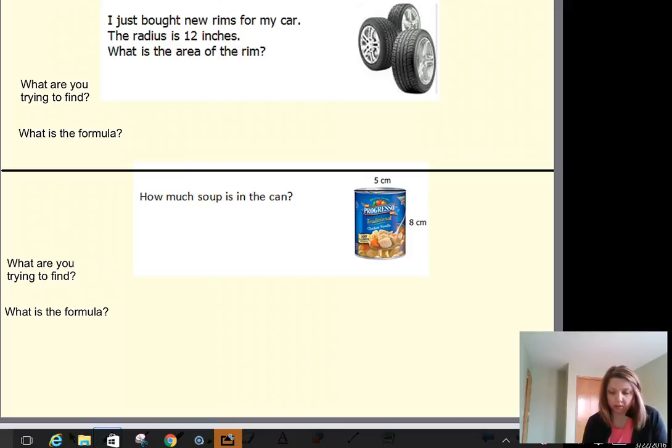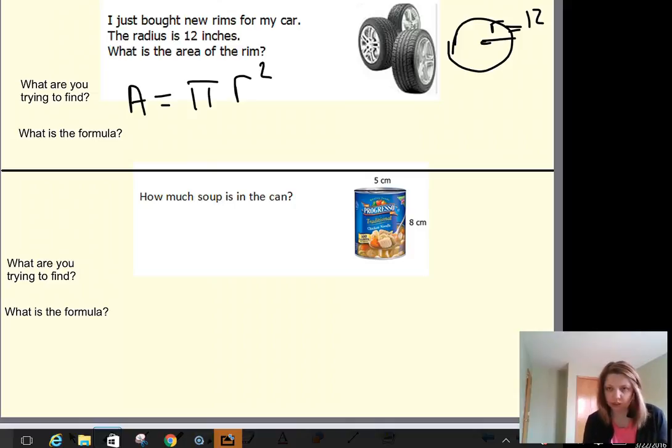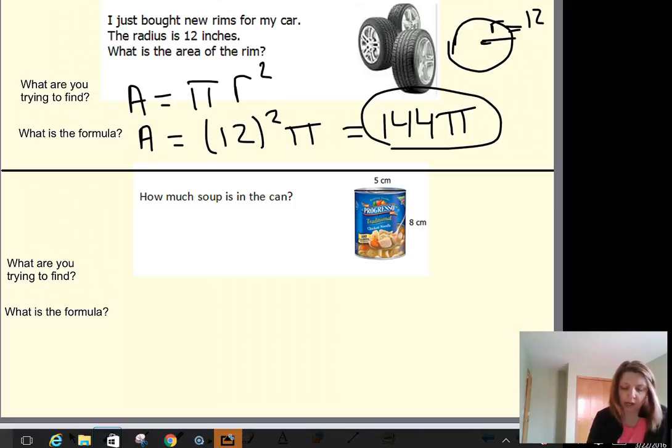So the area of the rim will be, if you have only one circle and it says that the radius is equal to 12 inches, pretty much the area formula for this will be pi times r to the second, right? So the area is equal to 12 squared pi. I just switched those. 12 squared will be 144 pi. 144 pi, or you can multiply 144 times 3.14 and check what will be the actual final answer.